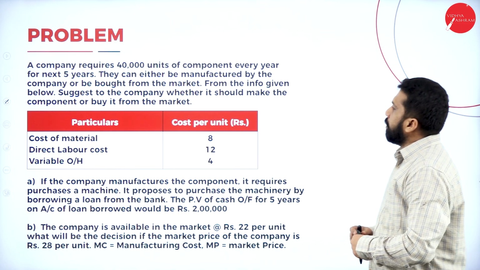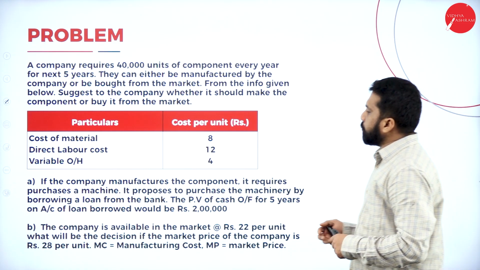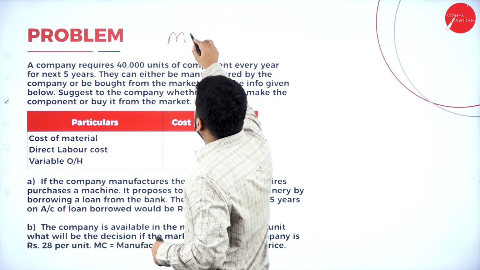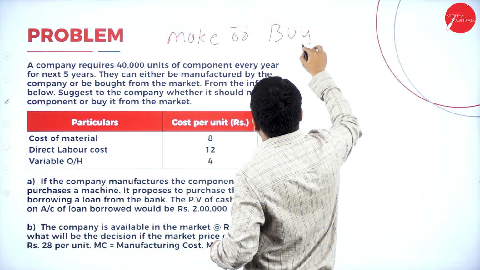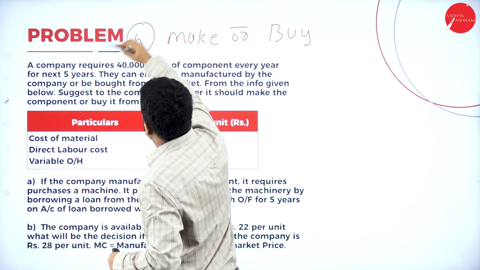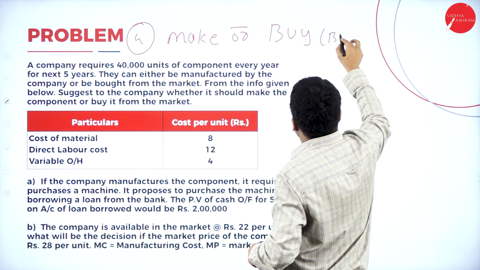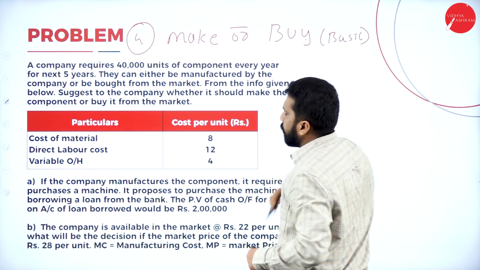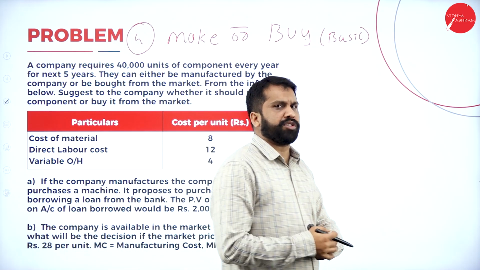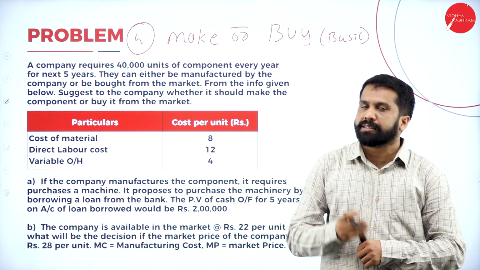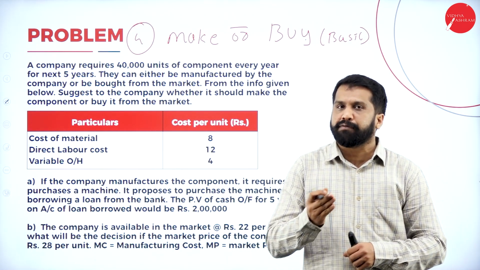Now, so we'll go for the next one. This one is nothing but make or buy. So this we can call it as problem number 4. And this is nothing but your basic problem. You may expect it for 10 marks. Last year question paper, the same question they have asked for 10 marks. This time you may expect 10.